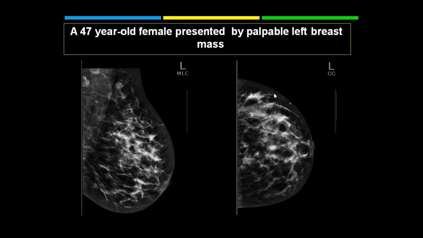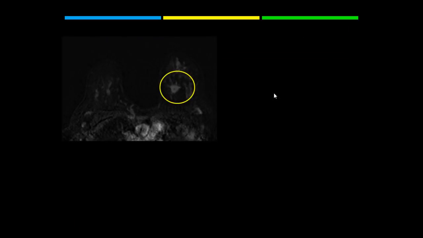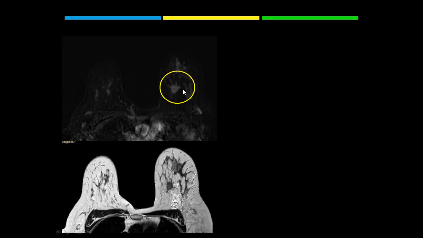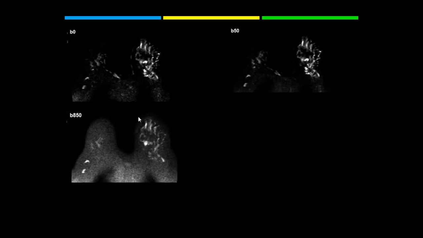This is an example of a 47-year-old female who presented with a palpable left breast mass. Her mammography showed inconclusive findings. Her MRI also showed an inconclusive, deeply enhancing mass lesion in the left breast. This mass appeared dark on the T2 weighted images with prepectoral edema, but it appeared more or less circumscribed. On measuring the time signal intensity curve, it showed a plateau curve, or type 2 curve, which is 50% benign and 50% malignant.